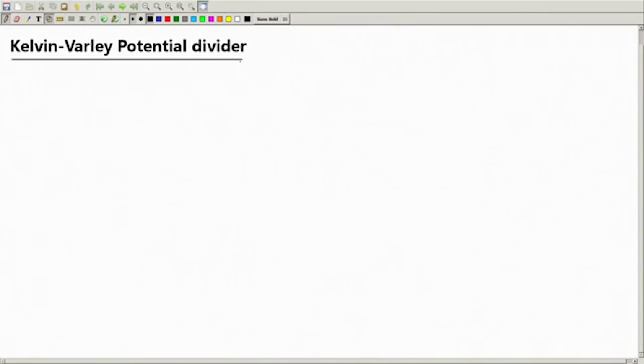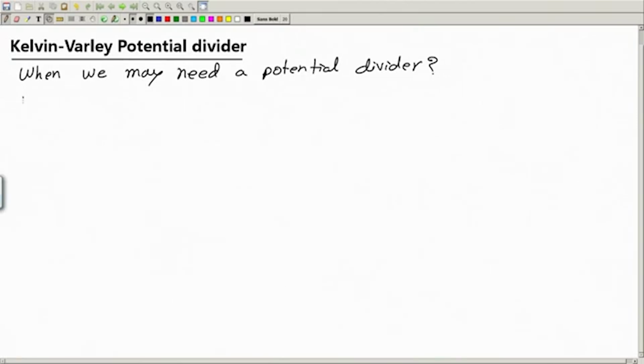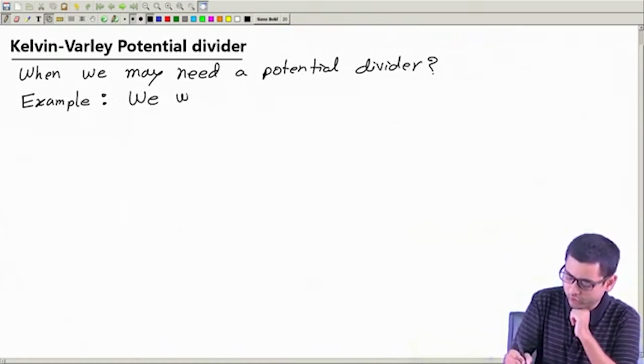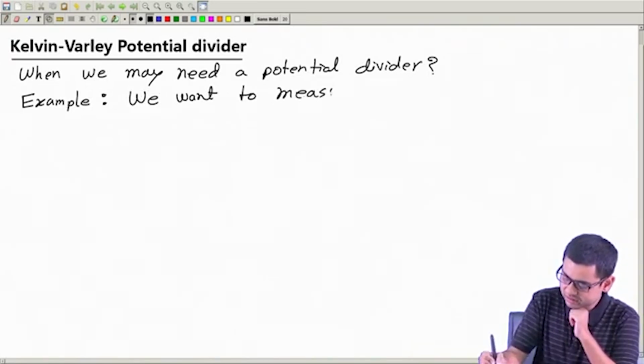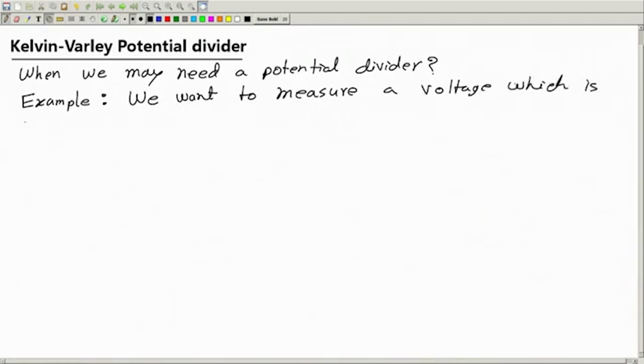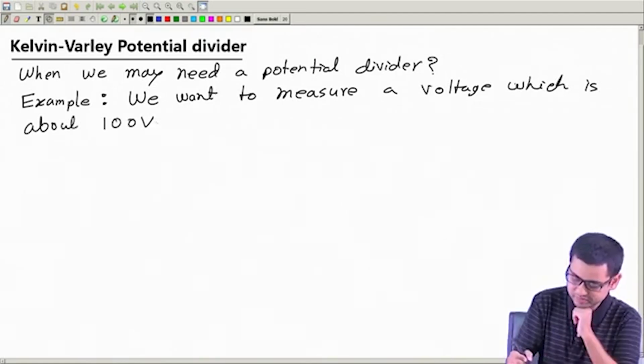Okay. So, let us start this class with the question: when may we need a potential divider? The answer we can see with an example. The example is as follows. We want to measure a voltage which is about, say, 100 volt. We want to measure it using a potentiometer.